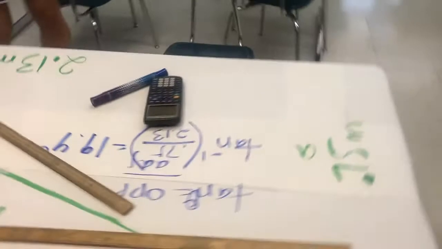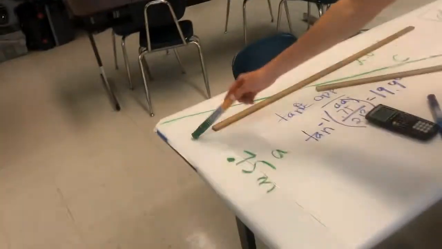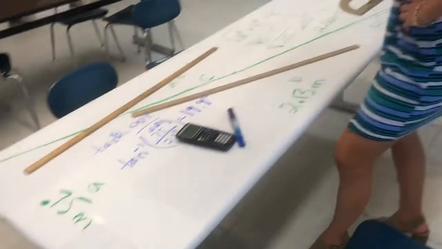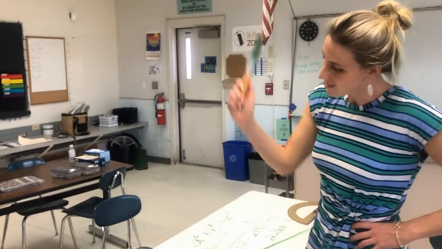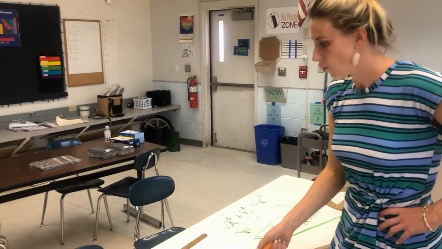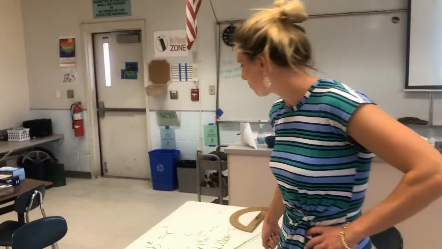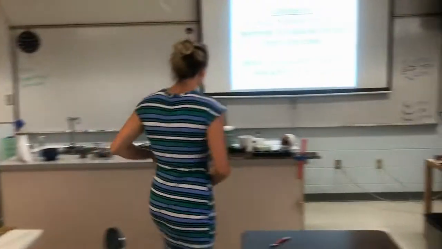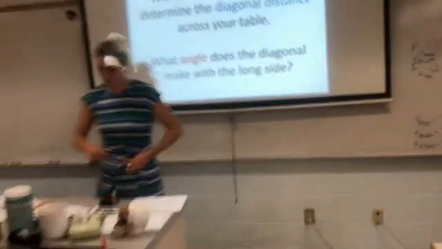All right. So the idea here is that we measured the hypotenuse indirectly by measuring A and B, squaring them and taking the square root, and then we use the inverse tangent in order to find the angle. That last step is super important. And remember, the inverse tangent is just a button on your calculator.